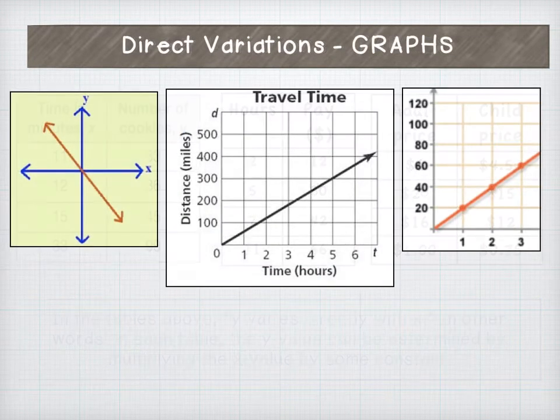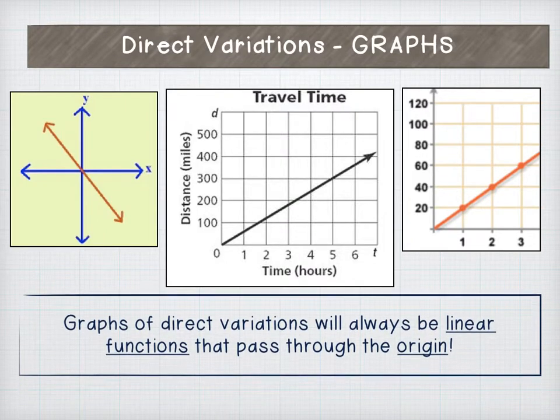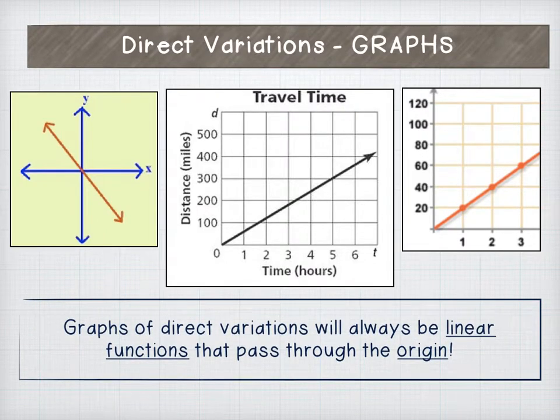Okay, now we'll look at the graphs. What do you notice about these 3 direct variation graphs? What kind of a function do you see? And is there a point on the graph that the function always goes through? Graphs of direct variations will always be linear functions that pass through the origin.